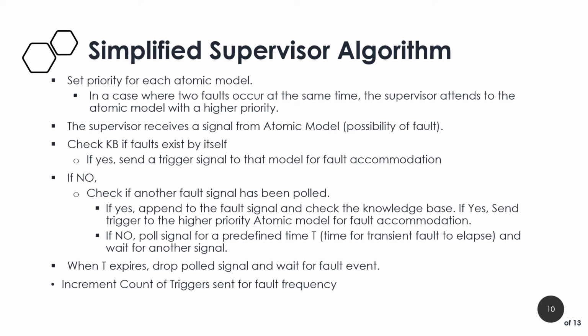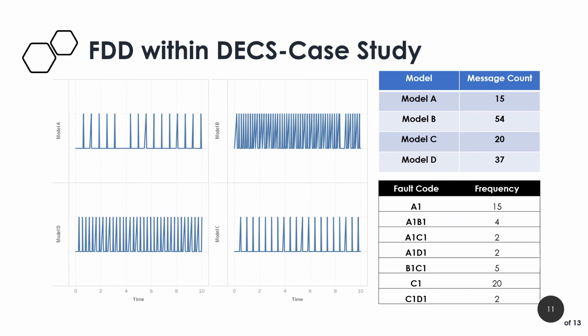Every time, we increment the count and the frequency of every fault message that the supervisor sends back to the discrete event control software. Now we have a simple case study that we implemented to test the functionality of our fault detection and diagnosis scheme. We have 4 models, each of them sent their fault messages: model A 15, model B 54, model C 20, and model D 37, making 126 fault messages from the discrete event control software.